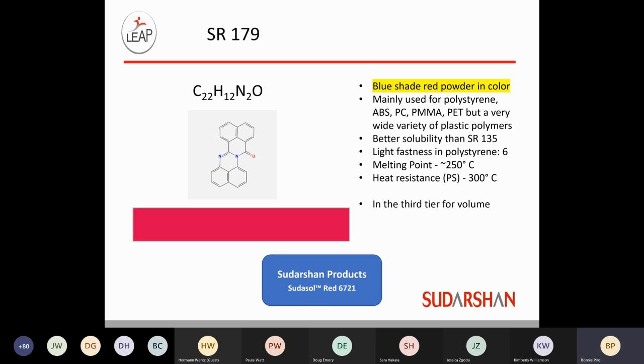And lastly, Solvent Red 179. This is a blue shade red in terms of its color. Can be used for a variety of plastics. It does tend to have a better solubility than the Solvent Red 135, with a good light fastness, a little less than the 135 at a rating of 6, but also very good heat resistance at 300 degrees C. The Sudarshan product is Sudasol Red 6721.